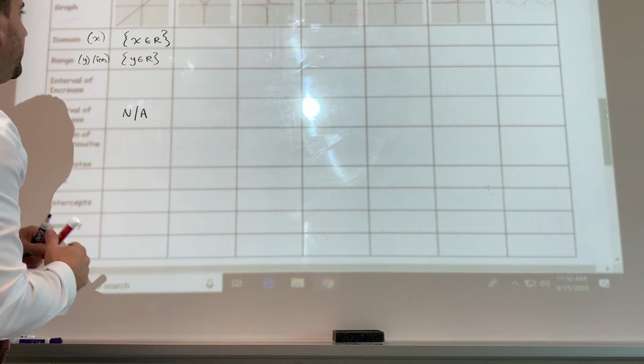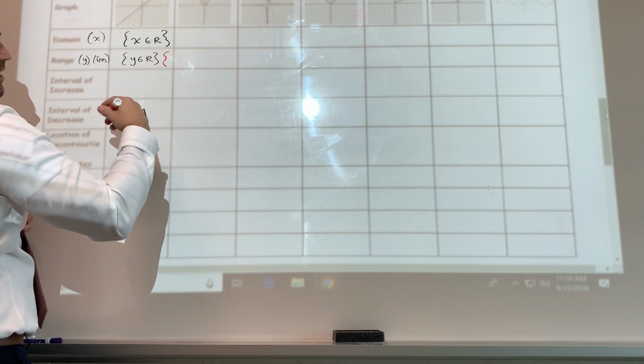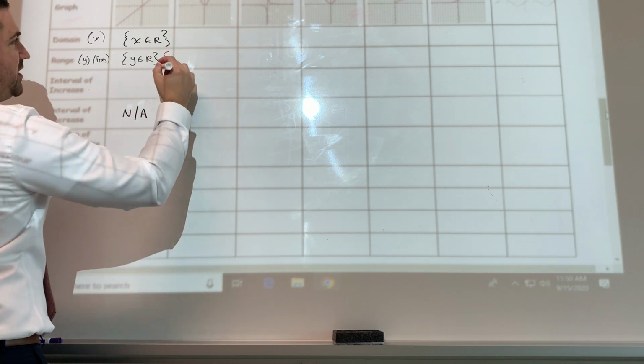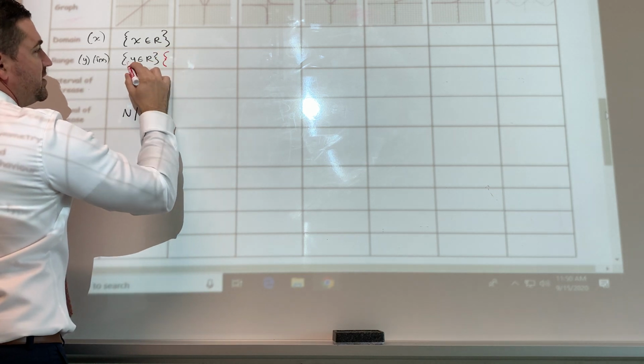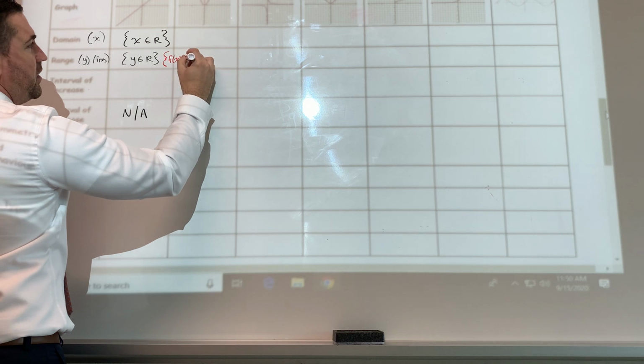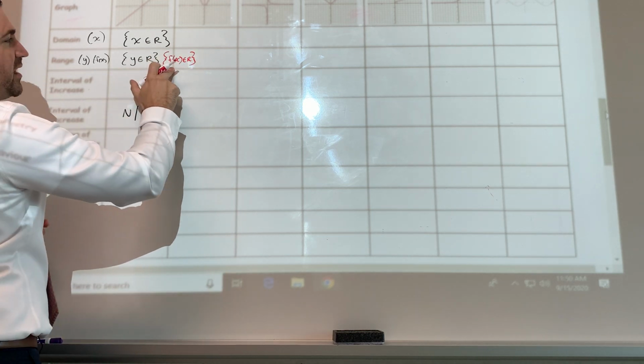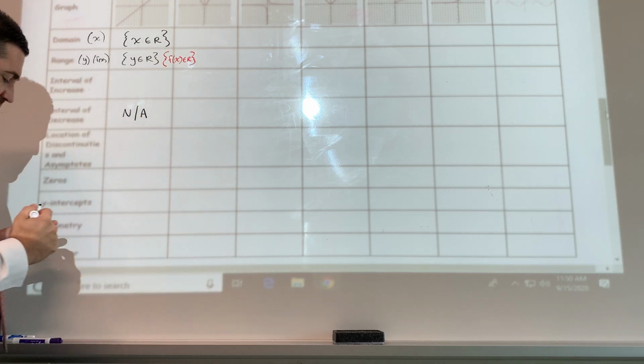Sorry, I just want to rewind. Just a reminder, I told you earlier that sometimes you won't see the y, you'll see f of x. I'm okay with the y, but in the back of the book they might replace it with f of x.